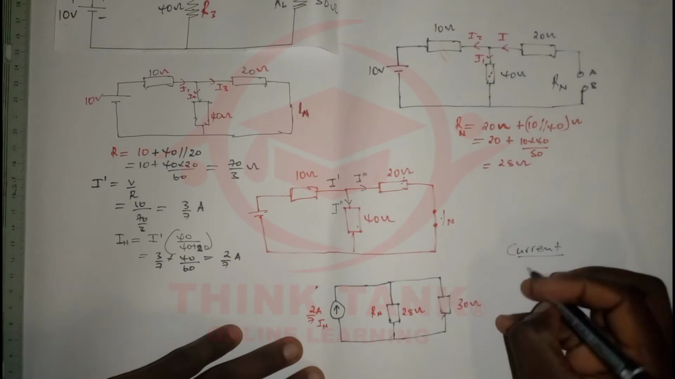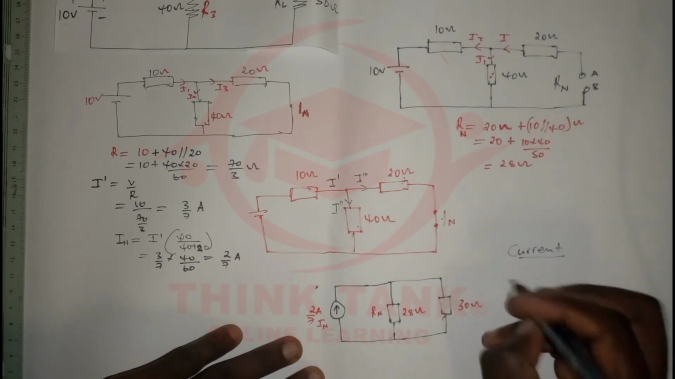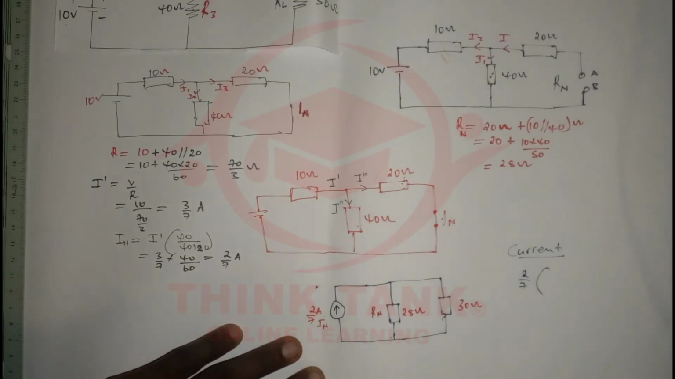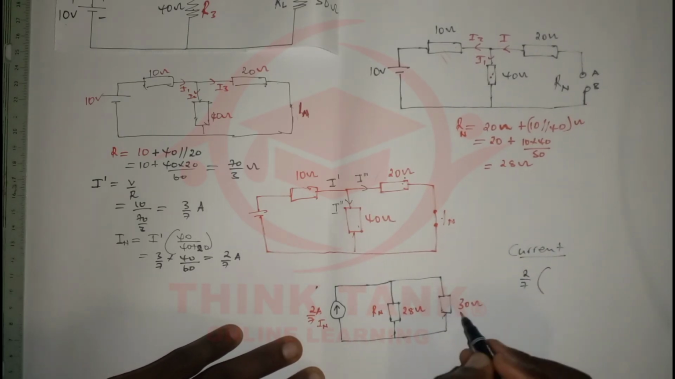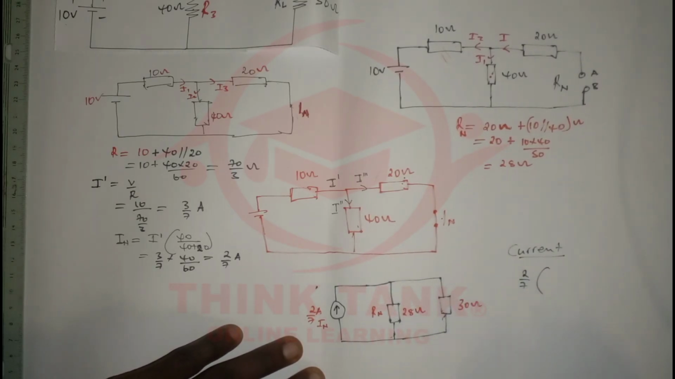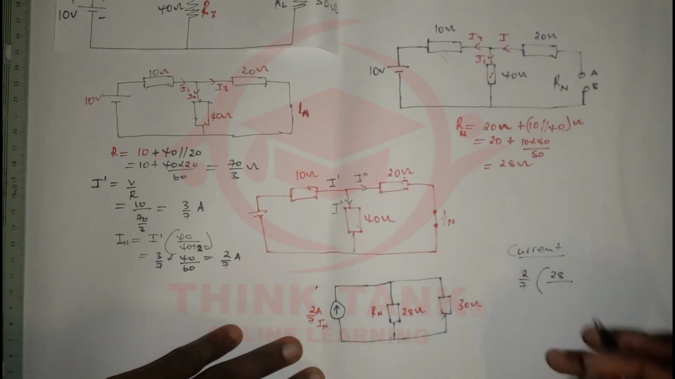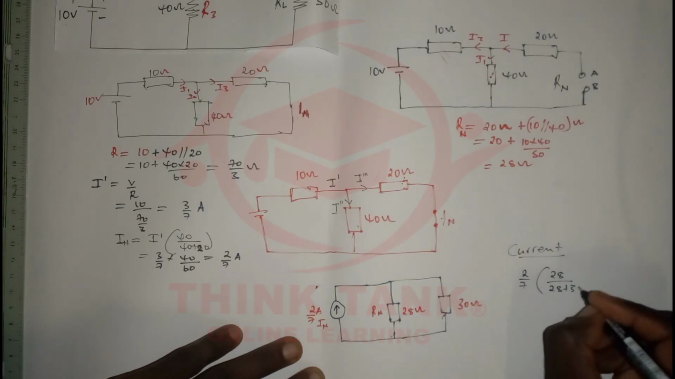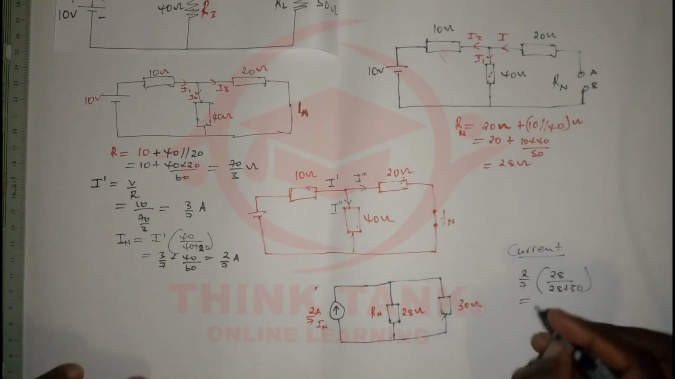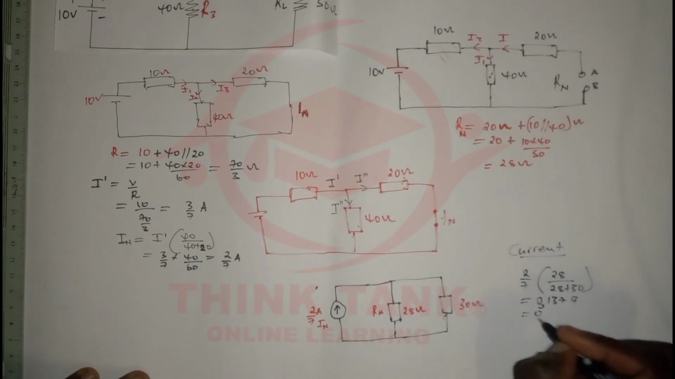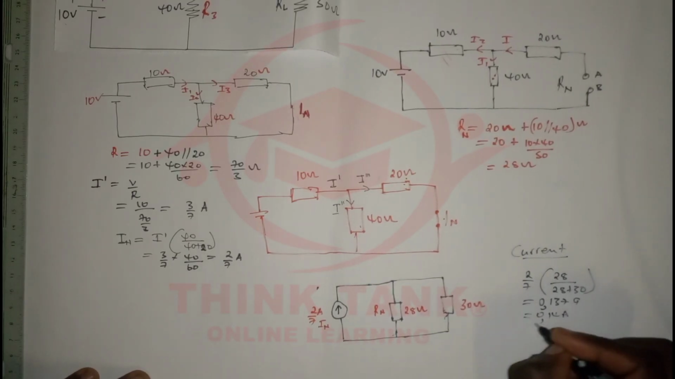The current divider. It's going to be I 2/7, the total current, times, and of course there's going to be low current compared to this one, right? So it's going to be 28 divided by the sum, which is 28 plus 30. And that is going to give us 0.1379 or 0.14 amps.